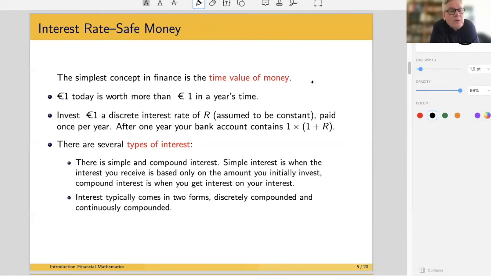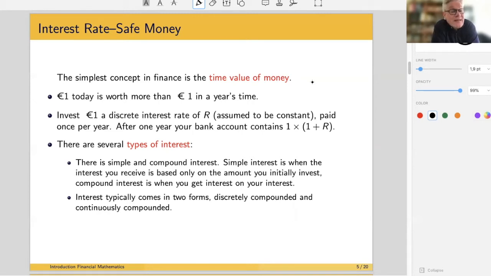And what I want to explain here is the concept, the time value of money. Basically meaning that €1 today is worth more than €1 in a year's time. Because €1 today, putting it on a bank account with positive interest rate, will generate more than €1.